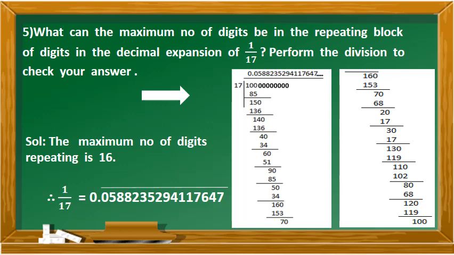Now what is it that they have asked you in the question? They have asked you what can be the maximum number of digits in the repeating block of digits. So what is the number of digits? That is, what is the maximum number of digits repeating in this block of digits? 16 digits are being repeated. So here in the solution you can write 1 by 17 is equal to 0.0588235294117647 bar, where the bar represents that a block of digits is getting repeated again and again. So the solution is the maximum number of digits repeating is 16.